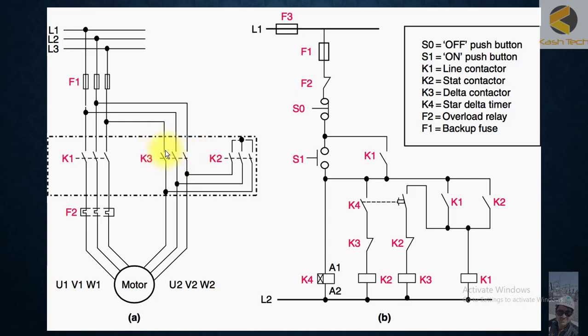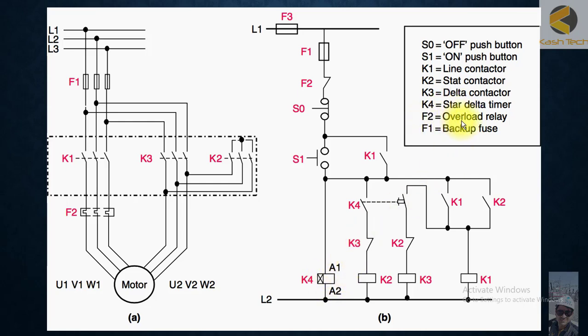So we will see how it is working. Then we have K4. This is K4. It basically looks like a contactor symbol, but the cross is put here, which makes it a contactor with a timer. So it's basically a timer relay, K4.